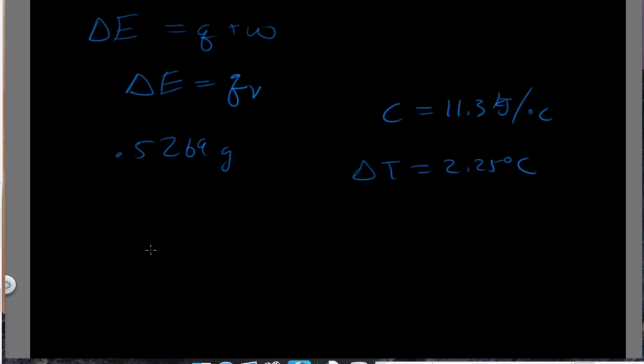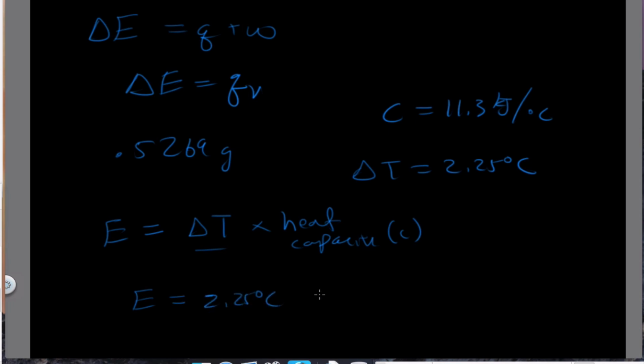So then how do we calculate the amount of energy that's released? Same equation. Energy is equal to the temperature increase, delta T, times the heat capacity, which is C. And that's how we're going to figure it out. In this situation, we don't need the mass. The mass is not a concern for us. All we care about is the change in temperature and the heat capacity, right? So this energy is going to be 2.25 degrees Celsius times 11.3 kilojoules per degree Celsius, and that's going to be 25.4 kilojoules.